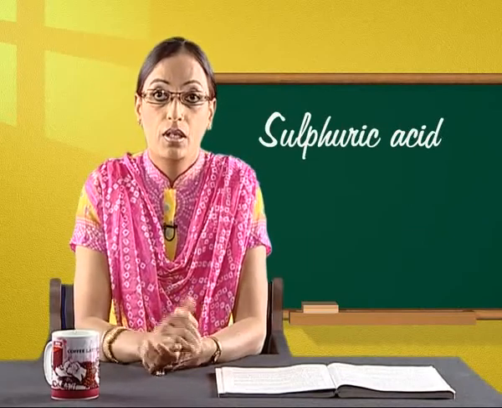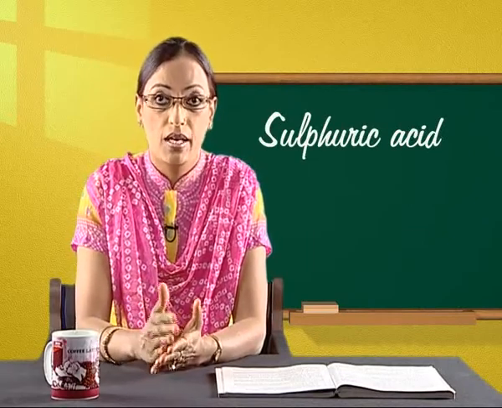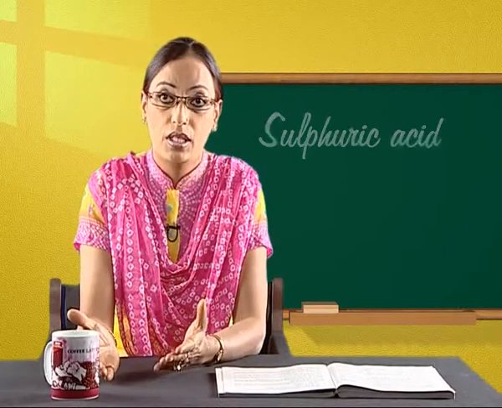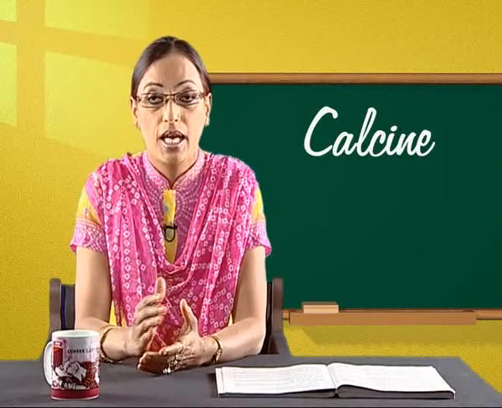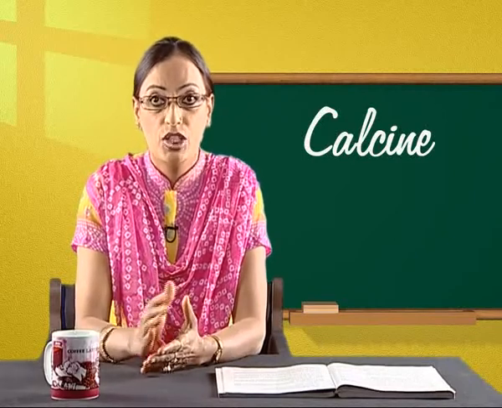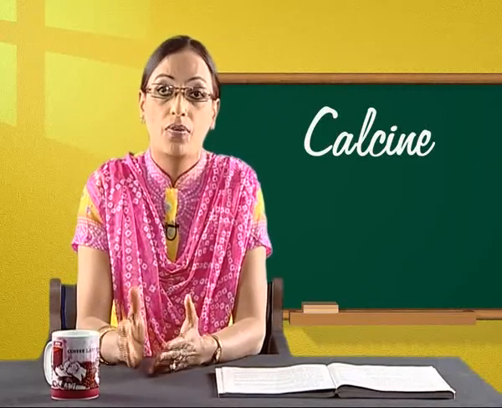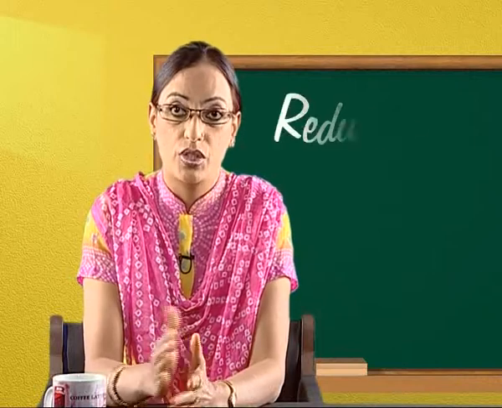manufacture of sulphuric acid. The process is thermally efficient and the resulting calcine is in the form of small particles that can easily be leached into solution for further treatment. Let us now come to the next process, that is the process of reduction.